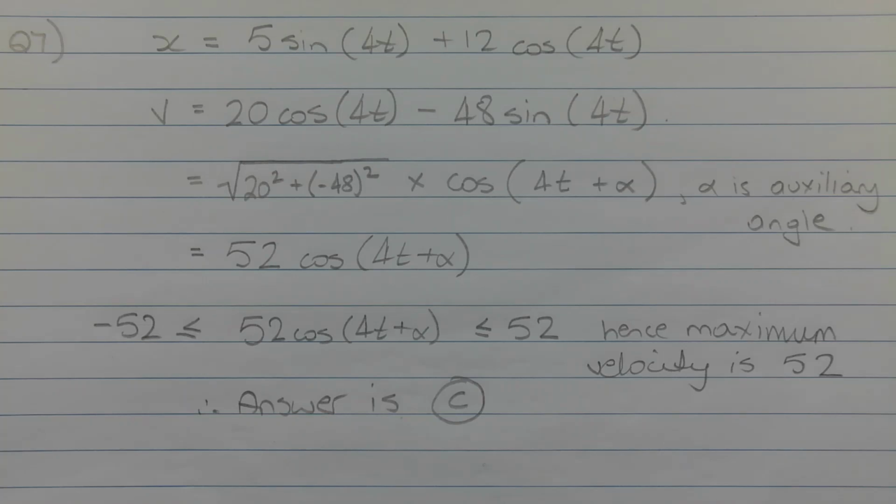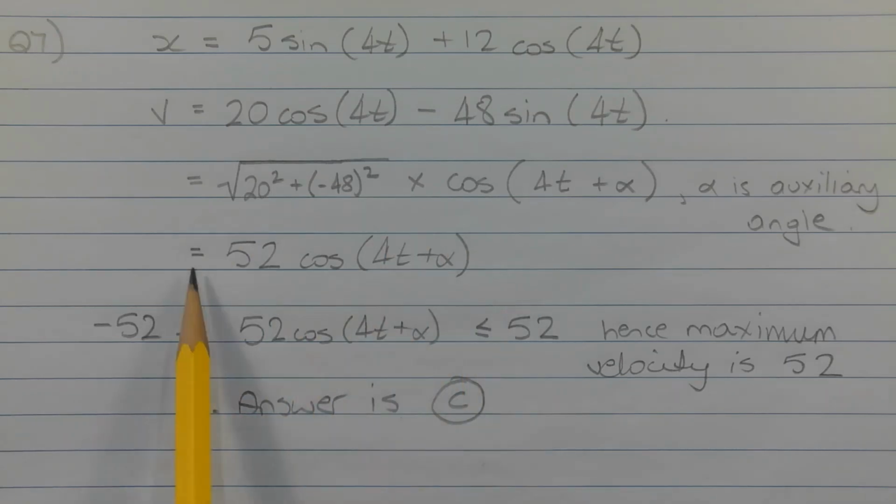The question is asking for the maximum velocity of this particle. So moving on, if we evaluate the square root here, which represents the amplitude of this function, we get 52. And we multiply that by cos of 4t plus alpha. So the maximum value of this function is equal to its amplitude, which is 52.